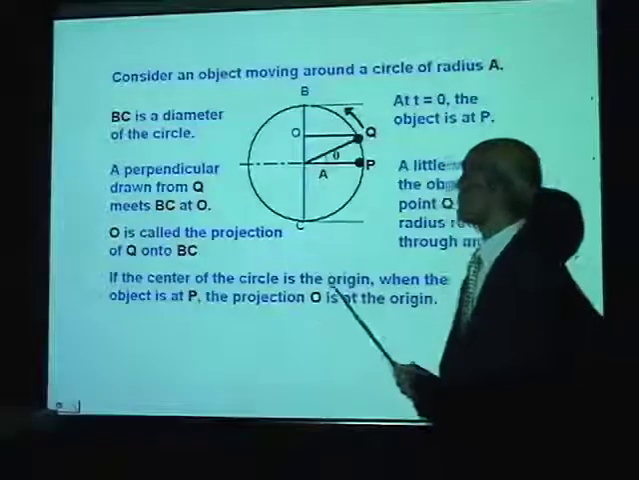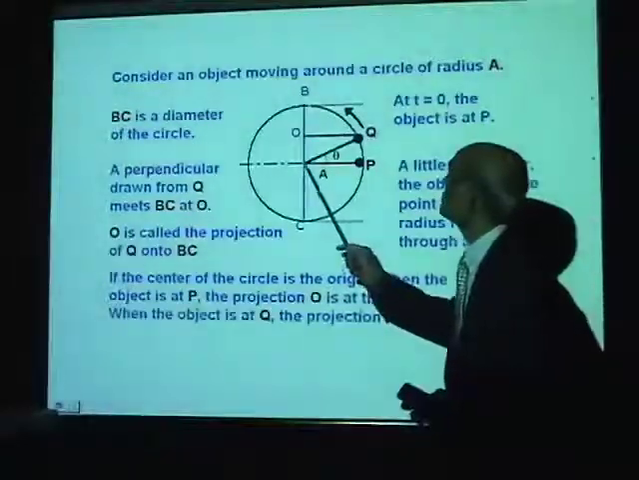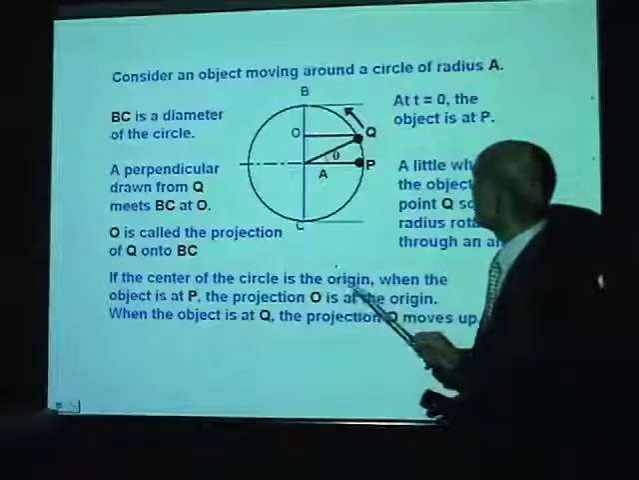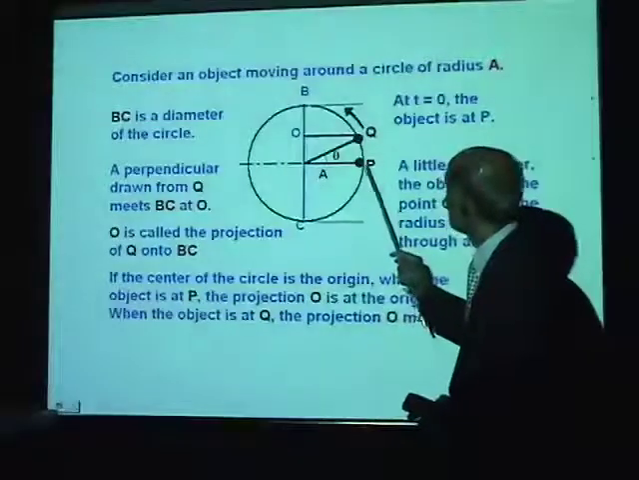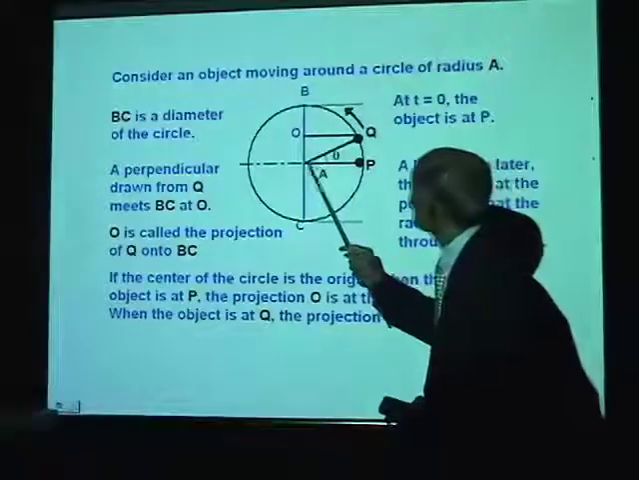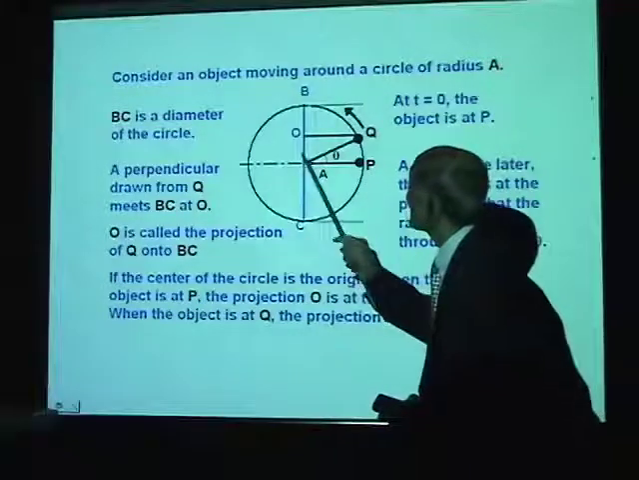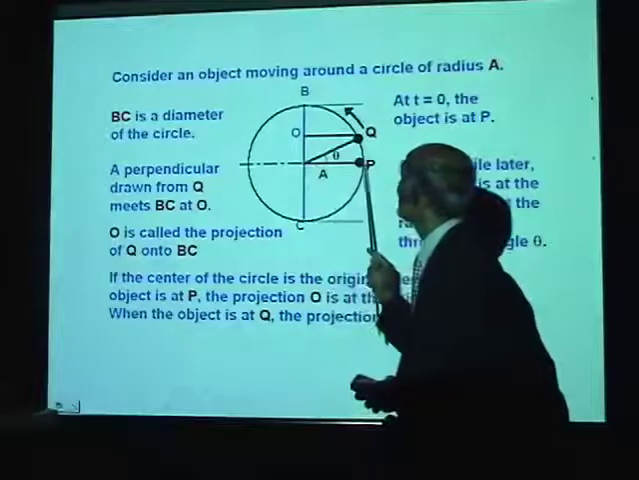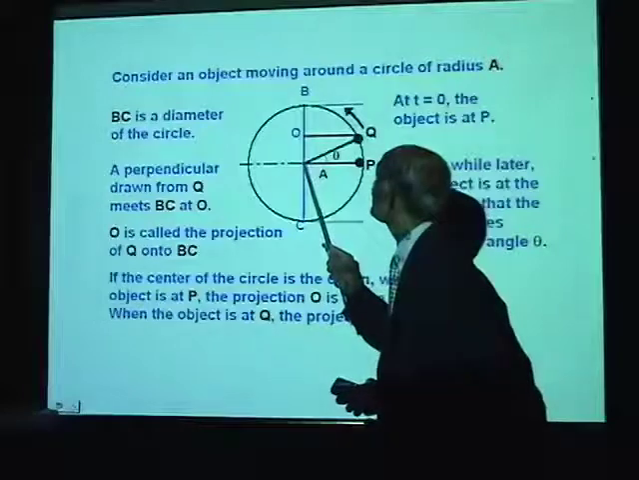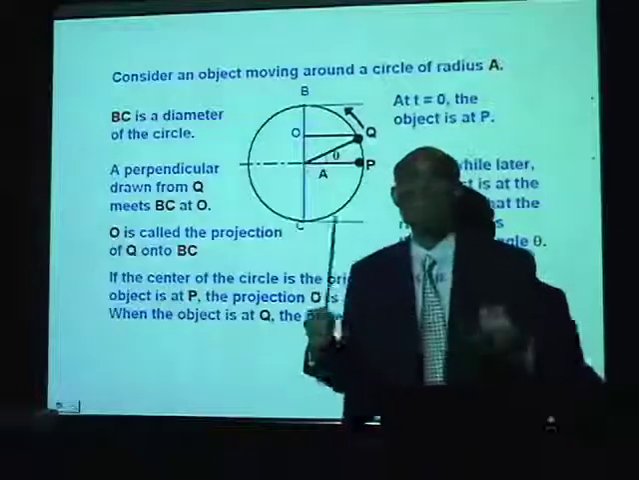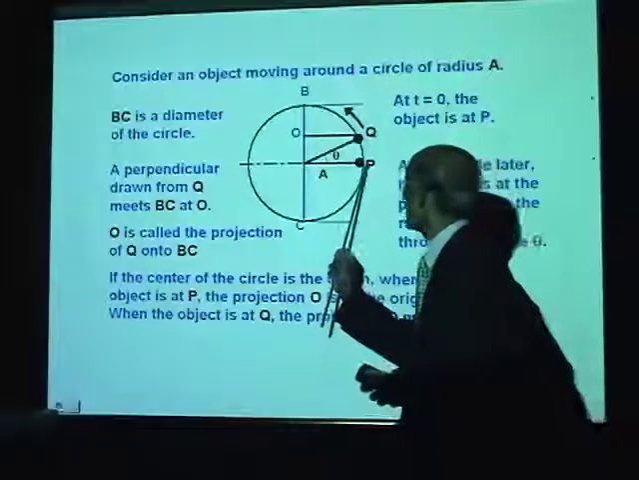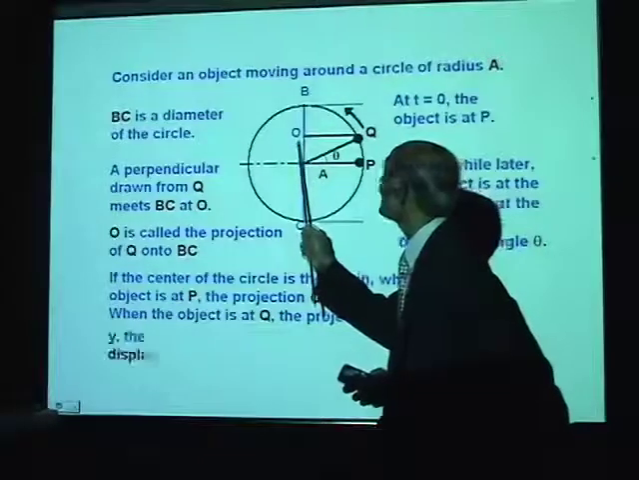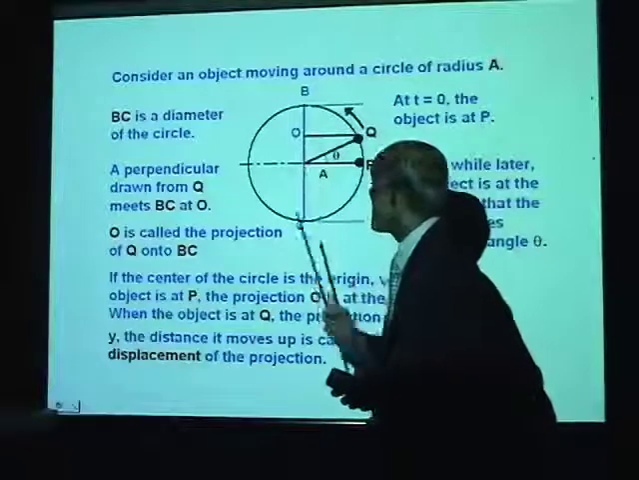Now, if the center of the circle is the origin, suppose this is the origin, then when the object is at P, the projection is at 0. Is that right? If the origin is 0, when the object is at P, the projection will be at the origin, which corresponds to 0. When the object is at Q, where is O? O is here. And that's where O is.